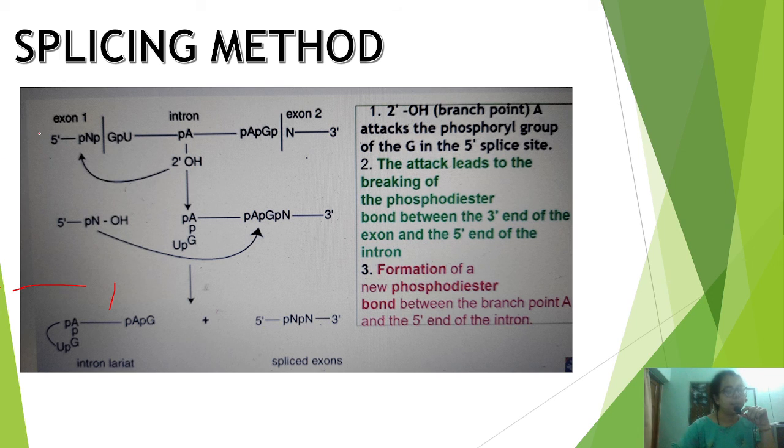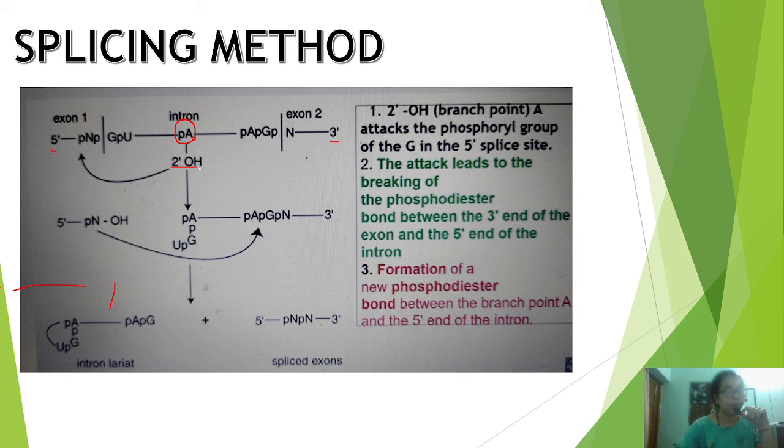The pre-mRNA has a 5' end and a 3' end. You can see here this is exon 1 and this is exon 2, and the middle part is known as the intron. The middle part of the intron has a branch point, which is an adenine. The branch point consists of the adenine which has a 2' OH end. You know the adenine structure has an OH group because we have dealt with the nitrogenous bases already.